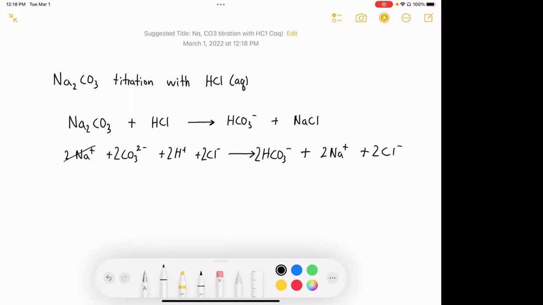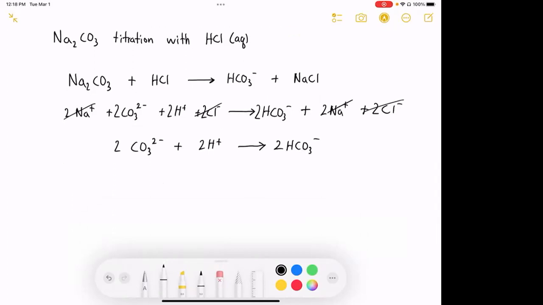And we see here the sodiums cancel out, and so do the chlorine ions. And our net equation is 2CO3 2 minus plus 2H plus gives us 2HCO3 minus. And if we look here, it looks like we could have simplified things. So if we divide everything by 2, we get carbonate plus H plus gives us HCO3 minus. Now, I'm wondering why I couldn't see that in the balanced equation.